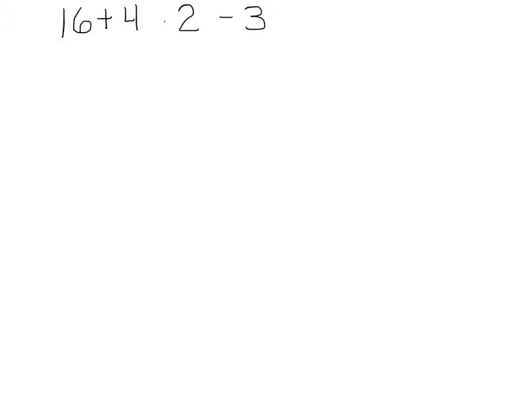So let's go and do the examples. Let's look at the very first example. 16 plus 4 times 2 minus 3. If I go to my order of operations, the first thing that I'm going to do is my multiplication. Try not to skip too many steps, especially in the beginning while you get used to this. 4 times 2 is 8. It's going to help you not miss things, not skip things.